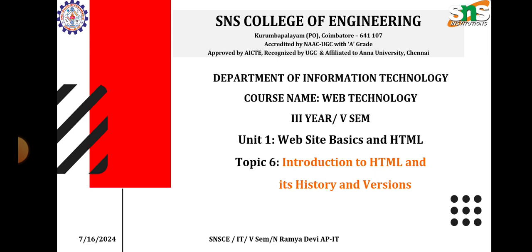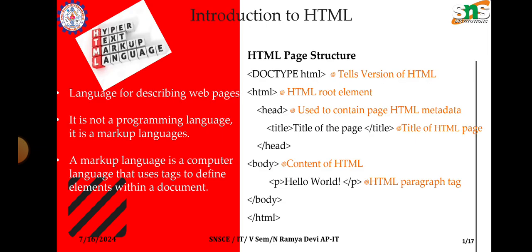Today I am going to share a small article regarding HTML, its history and the versions behind it. So what is an HTML? HTML is a hypertext markup language used for describing web pages. It is not a programming language, it is a markup language. A markup language is a computer language that uses tags to define elements within a document.